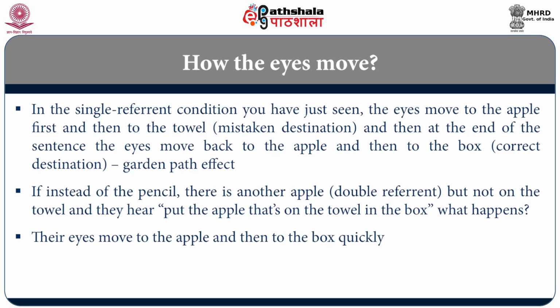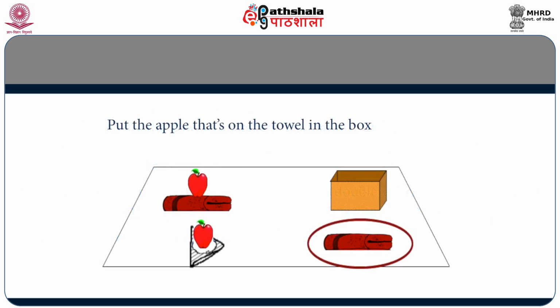So the second condition is shown on the screen next. Watch, there are two apples. One apple is on the towel. There is a box and there is an empty towel, and there is another apple, but that is not on the towel, it is on a napkin or something like that.